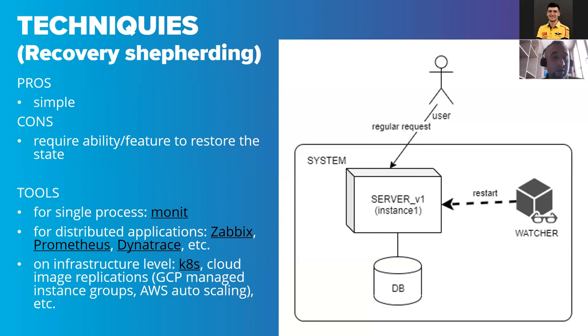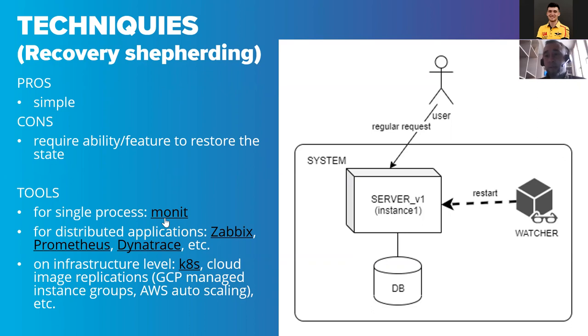About tools, how you can add this watcher. When you have your system as a single process, there is a very popular tool called Monit. It's quite old and probably there are some more modern ones, but I haven't faced anything like that. So what Monit does, it is an application for Linux or Unix-like systems. When you start your processes under Monit, it means that this is a command line tool and it starts your processes.